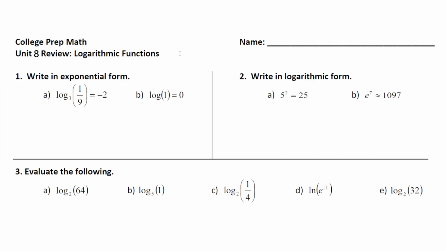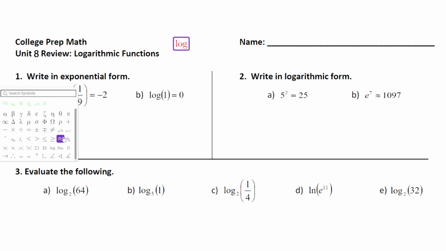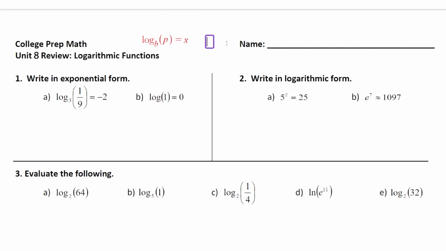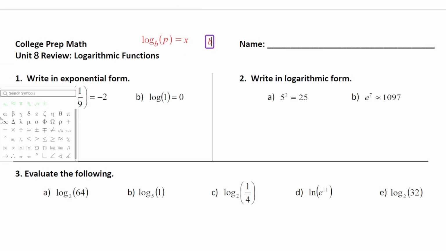So just in general, maybe I'll make a note up here. If you have log of any base, I'll just call that base b, of a power, I'll call that p, equals an exponent. I want to call it e, but e is kind of a reserved letter here. We'll call it x for exponent. So if you've got an equation written in this form, we can rewrite it as the base raised to the power of the exponent.